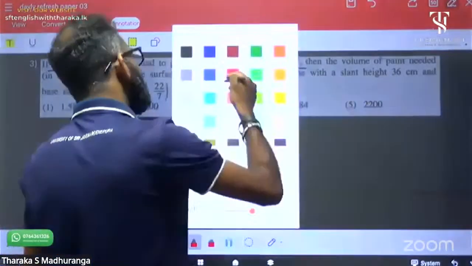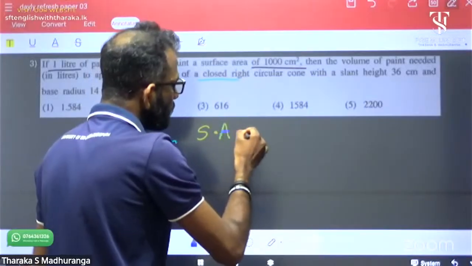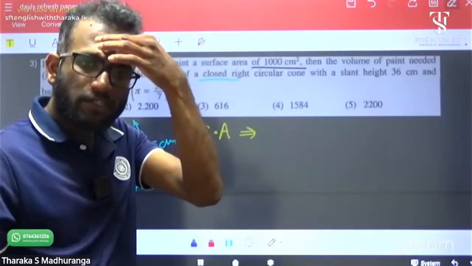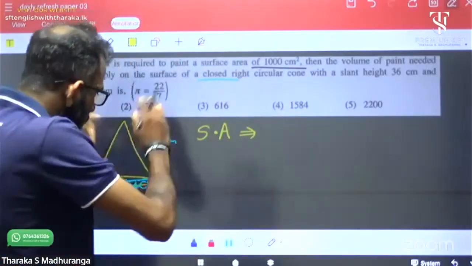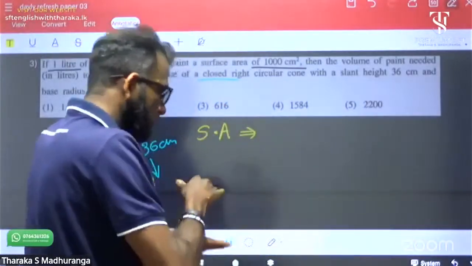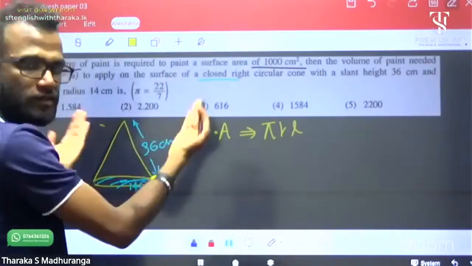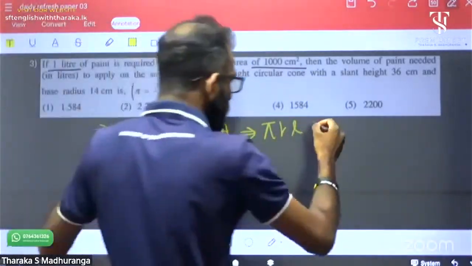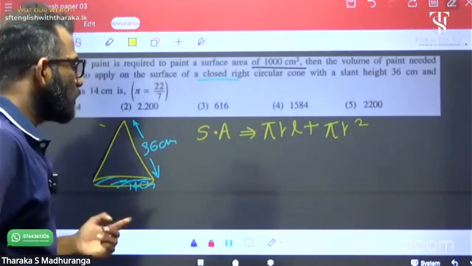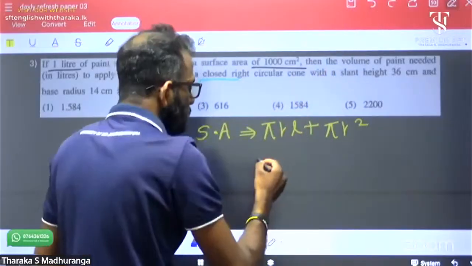The slant height and radius are given. Now we can calculate the surface area first. The surface area of a cone, if it is a solid cone, what is the equation? Pi r L, that's the outer surface, plus pi r squared, that's the base. Pi r L is the outer surface, plus the base is the circle, pi r squared.